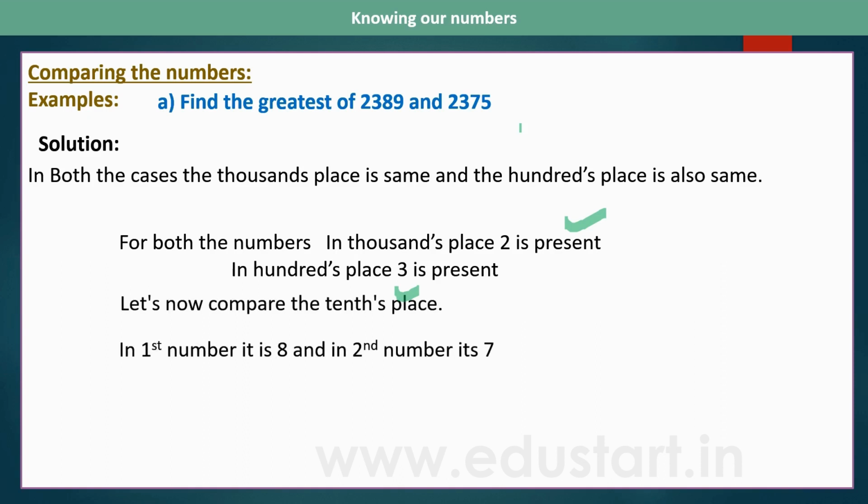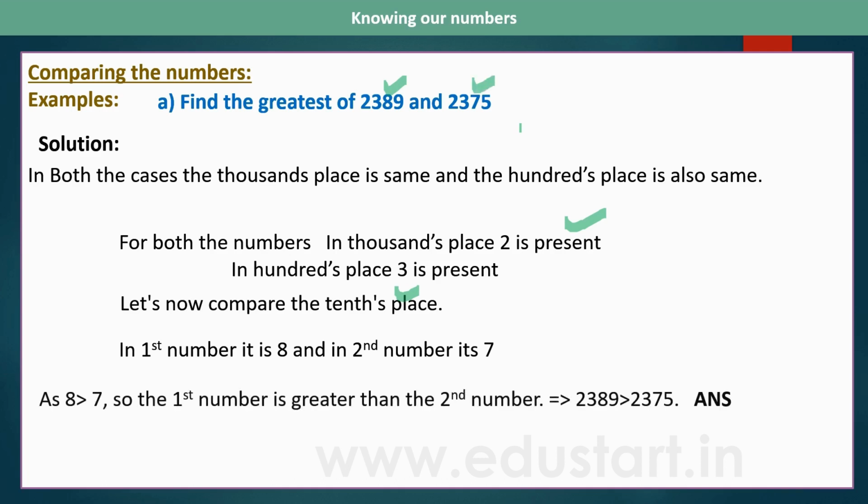In the first number, 2389, the tens place is 8. And in the second number, the tens place is 7. As 8 is greater than 7, the first number is greater than the second number. Hence 2389 is greater than 2375. Understood?